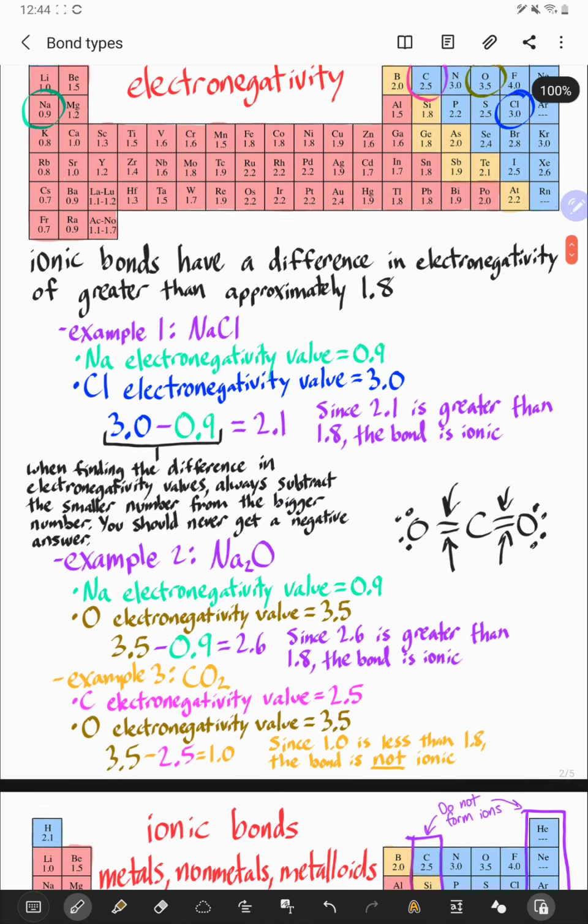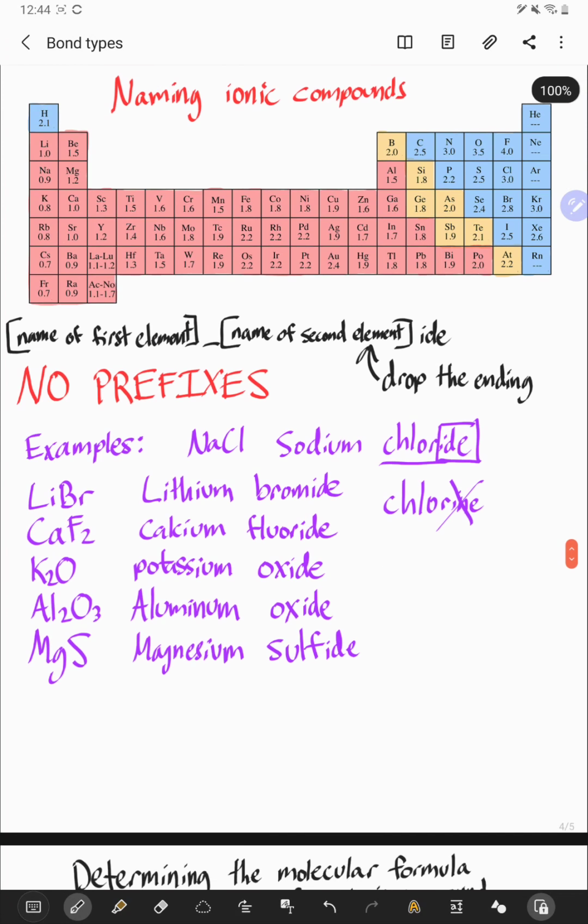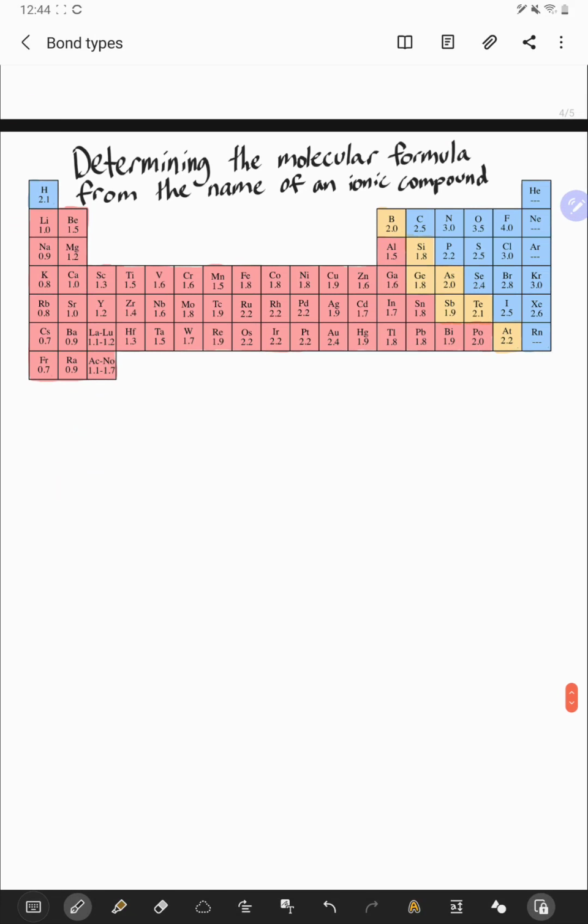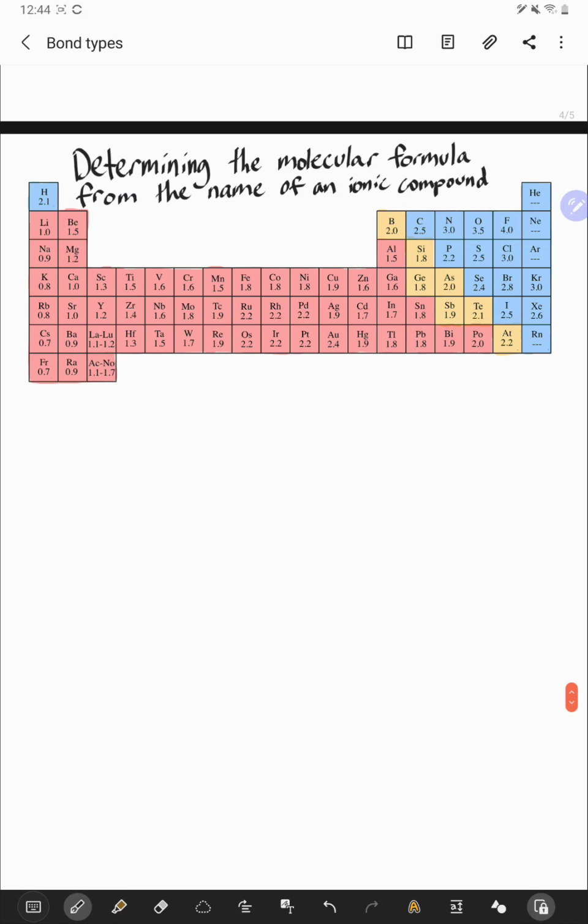So let's do some examples here and show what's going on. We're going to be doing the same thing we did from the start in that first video. So let's come up with an example on the periodic table. Let's do magnesium and chlorine. All right, so let's try magnesium and chlorine, and let's see how they're going to bond together in order to form an ionic compound.